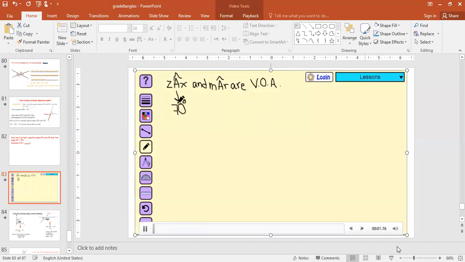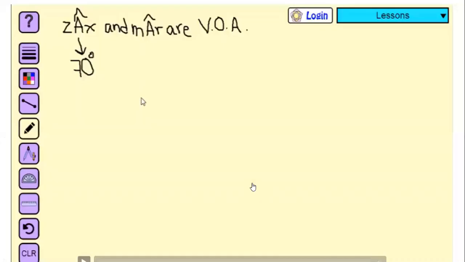Okay, so we want to draw ZAX and MAR, which are vertically opposite angles, given that ZAX is equal to 70 degrees. As we said last time, when I want to draw two vertically opposite angles, I start with the first angle, which is here ZAX. How to draw the first angle?